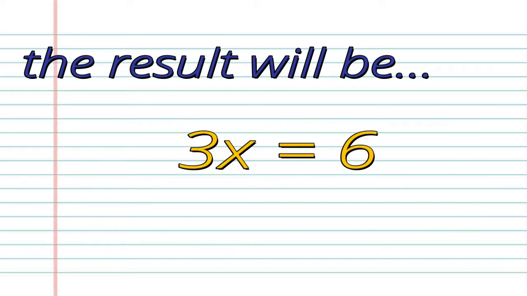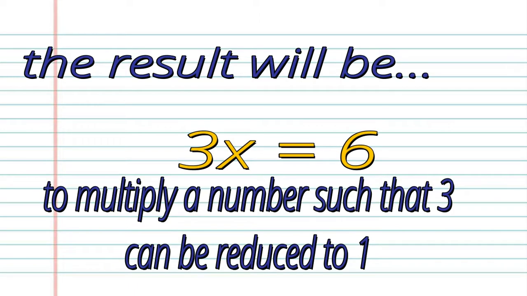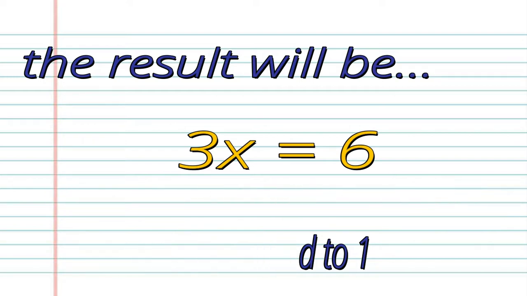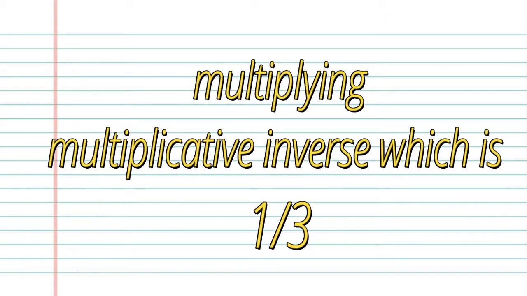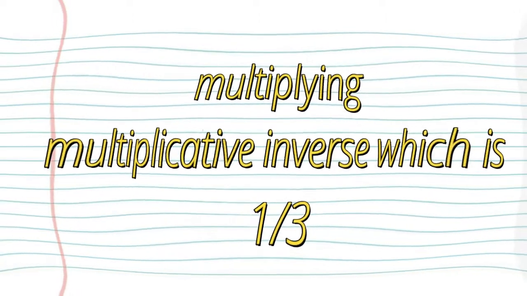To move 3 to the other side, we need to multiply by a number such that 3 can be reduced to 1, as x in the expression is equal to 1 times x. We can do this by multiplying by its multiplicative inverse, which is 1/3.